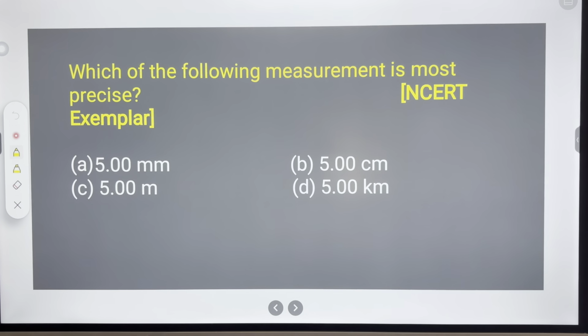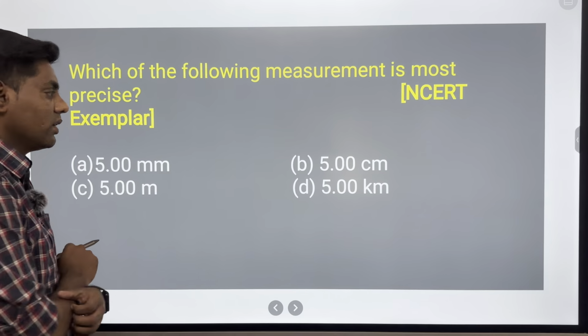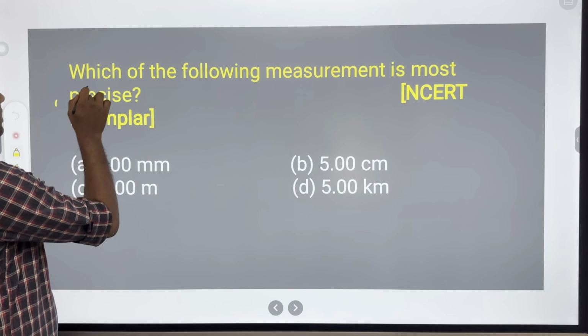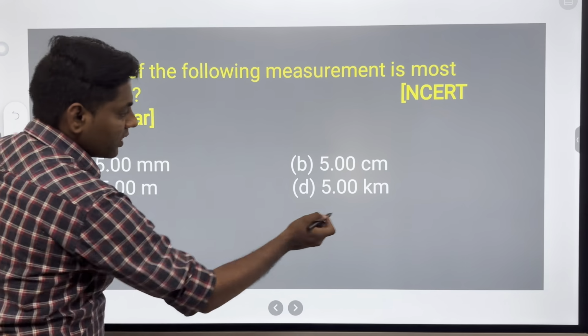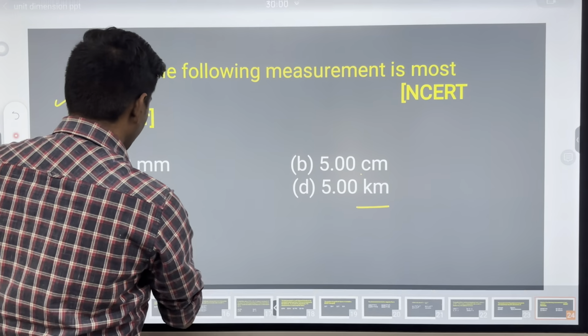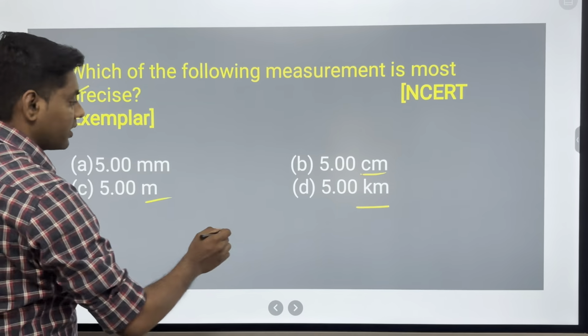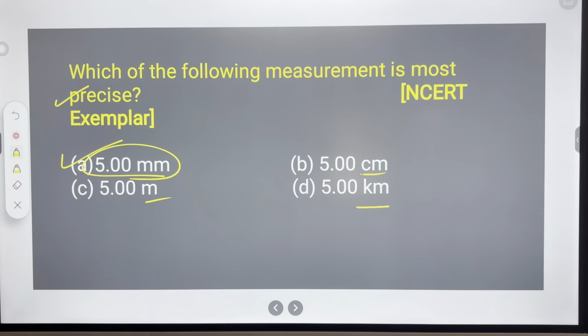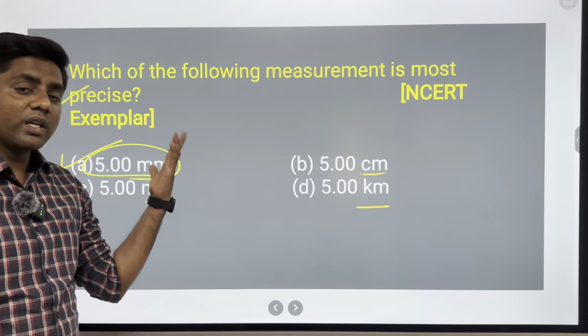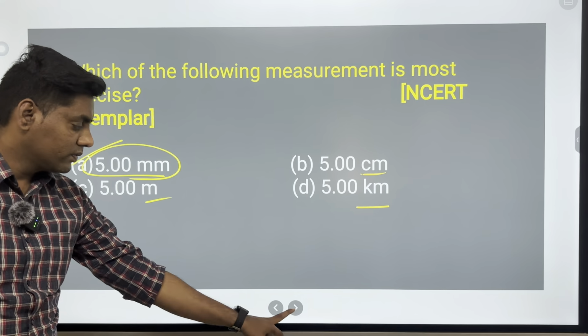The example: which of the following measurements is the most precise? Most precise value means, very simple, having a very small unit. Kilometer is very large, meter is very large, centimeter is again large, a very small unit is mm. So 5 mm is the most precise value of the given measurement. The error possibility is minimum in that case.